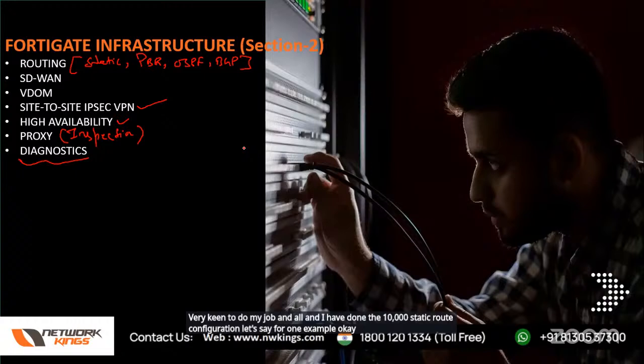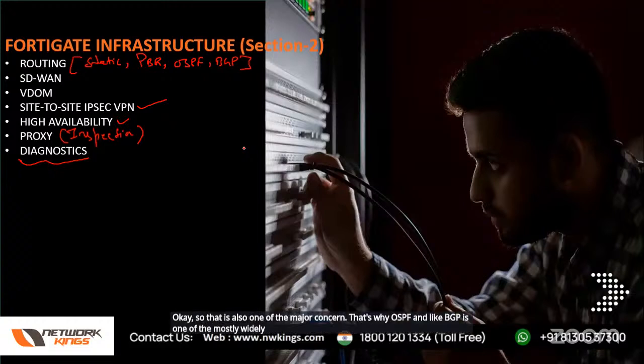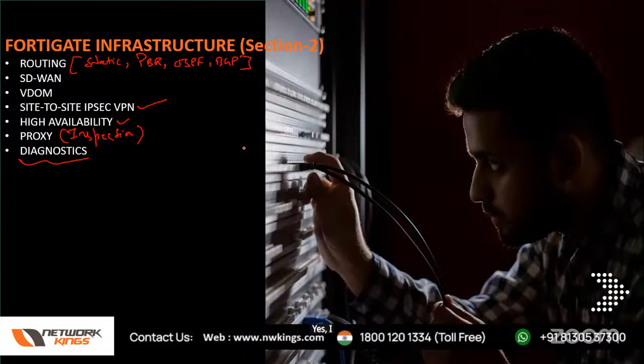Even if I have done that, don't you think it will spike my CPU usage? Every time a packet comes to the firewall, the firewall will perform a routing lookup. If your routing table is big, it will have an impact on your CPU usage. Your CPU usage will be high, and that will have an adverse impact on overall firewall performance. That is also one of the major concerns. That's why OSPF and BGP are among the most widely used protocols in the entire network. Got it? Yes, I got it. Okay. Anything else?